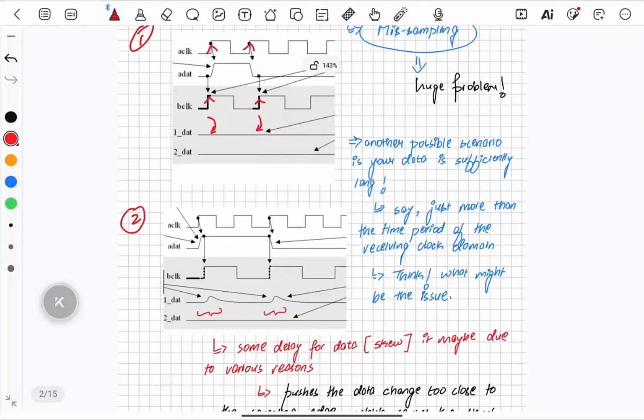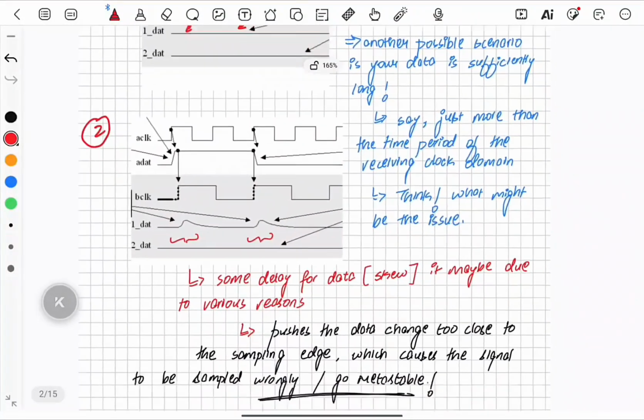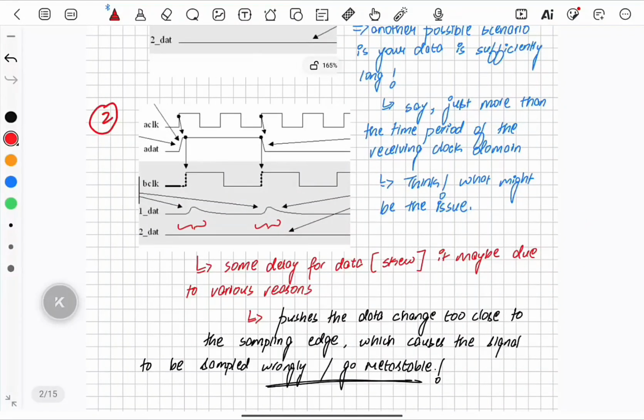Let's take case two also, to make it a little more constrained. Let's say your signal is stable for two receiving clock domain edges. Here, you were supposed to sample at the first B clock edge, and the value is 1, and that should have transitioned. But we know that if data transitions too near to a sampling edge, then there might be an issue of going metastable. So here you can see that the signal is getting metastable.